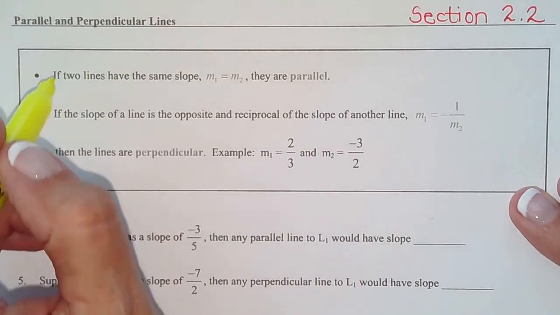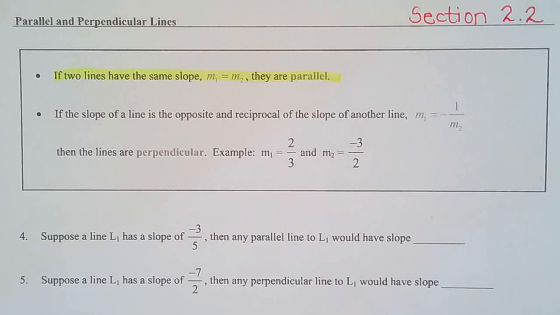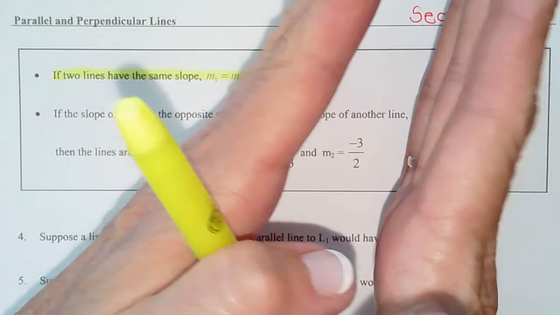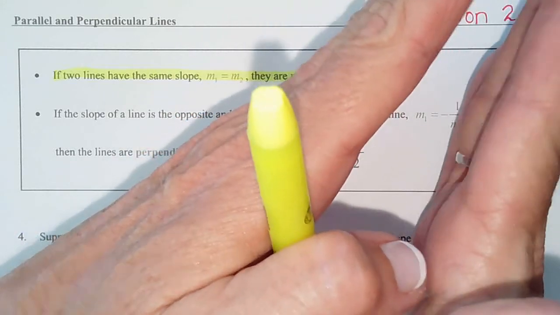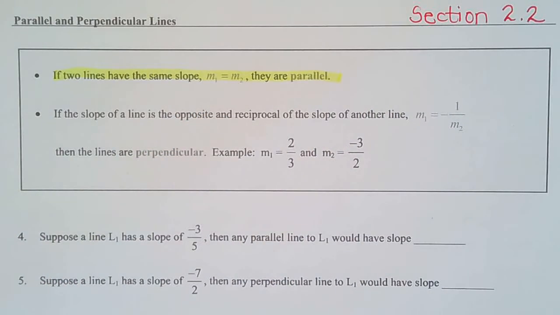If two lines have the same slope, that means they must be parallel. And if you understand slope is how steep a line is, so if they have the same steepness, it makes sense that they would have the same slope. And that also makes sense that they would be parallel.